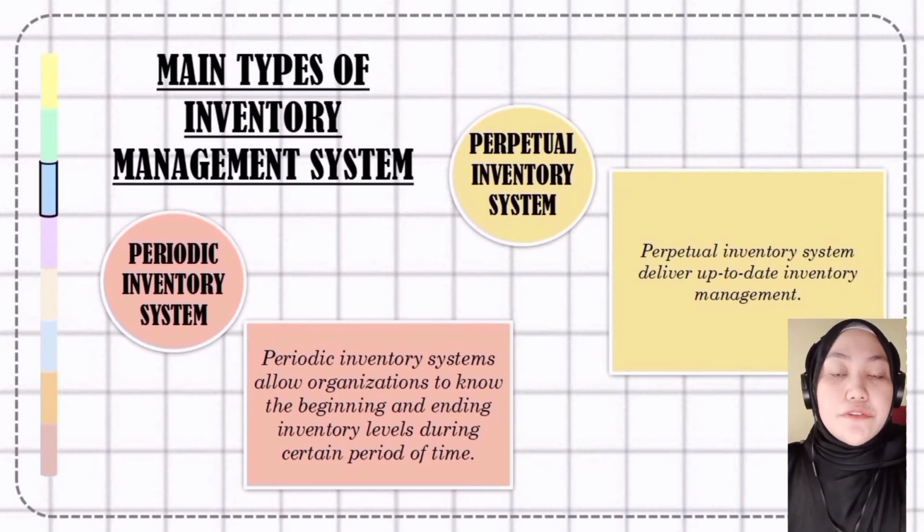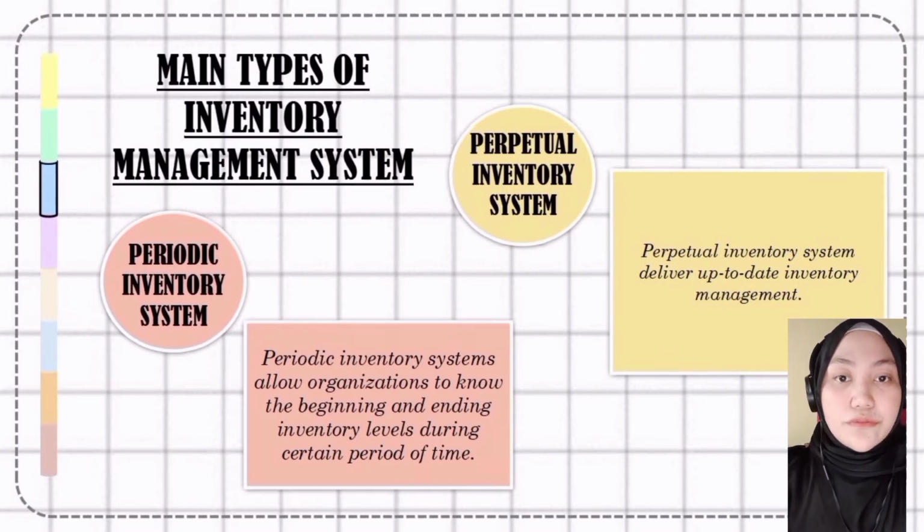Second is periodic inventory system. Periodic inventory systems allow organizations to know the beginning and ending inventory levels during a certain period of time. This type of inventory management system tracks inventory using physical inventory counts. When physical inventory is complete, the balance in the purchases account shifts into the inventory account.